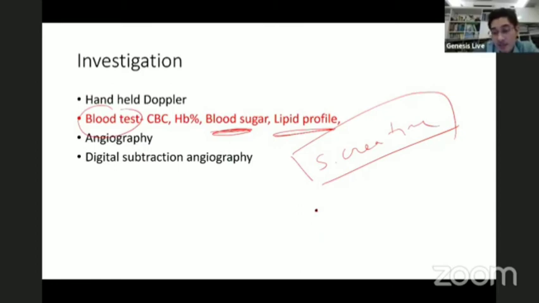The patient may have a kidney problem as well, because the renal arteries may be affected, so do a serum creatinine as well. The patient would be taking long-term drugs, so do a serum creatinine and make sure that the patient has good kidney function.